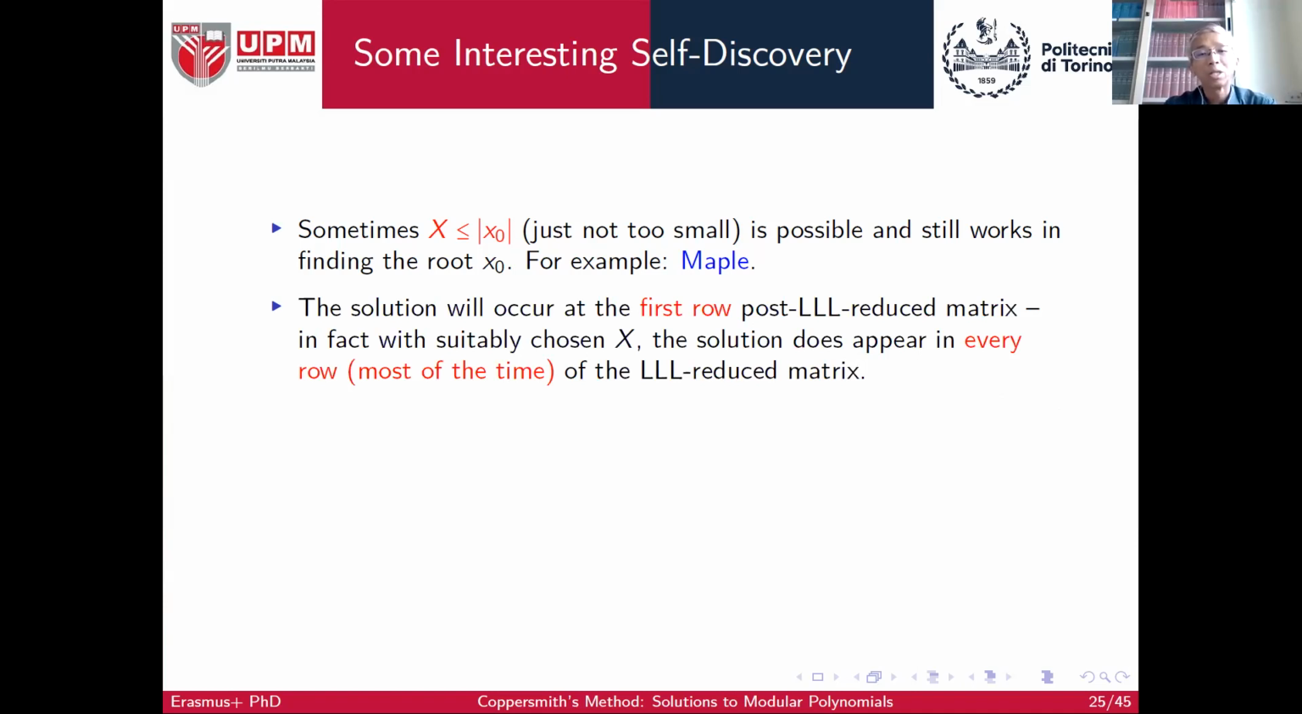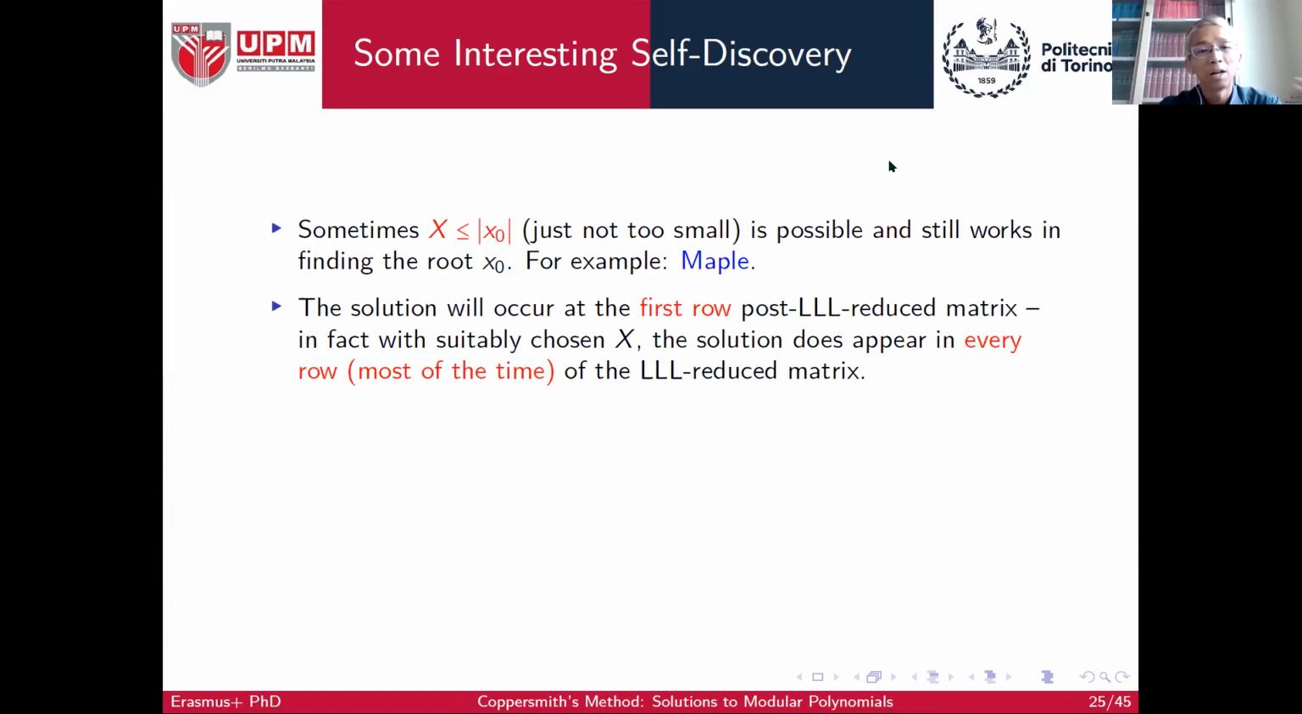In fact, with a suitably chosen X, the solution will appear in the first row of the LLL reduced matrix most of the time. Now, why this second point attracts my attention is that previously when I discussed with some students, they shared with me that most of the time when they perform the Coppersmith method, their solution does not appear in the first row, but somewhere in between. So this makes them have to check every line of the reduced basis in order to verify the answer.